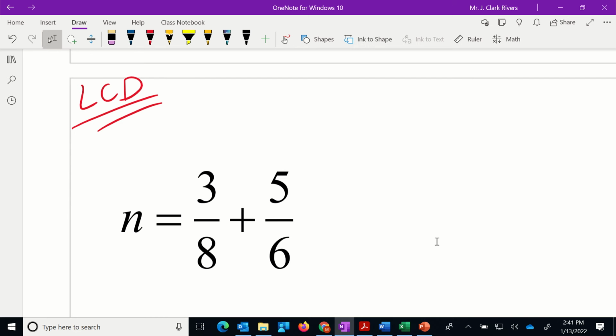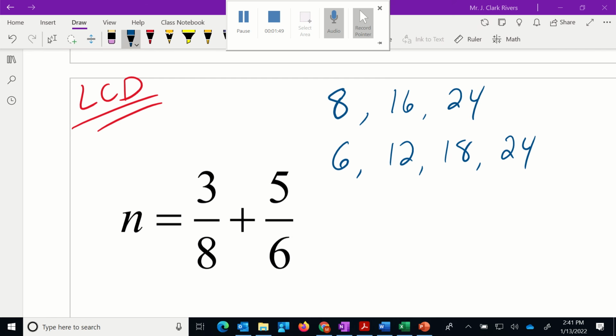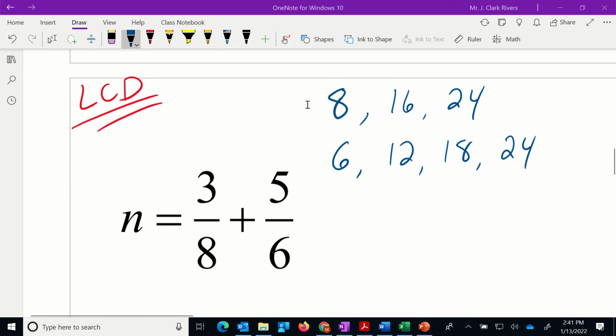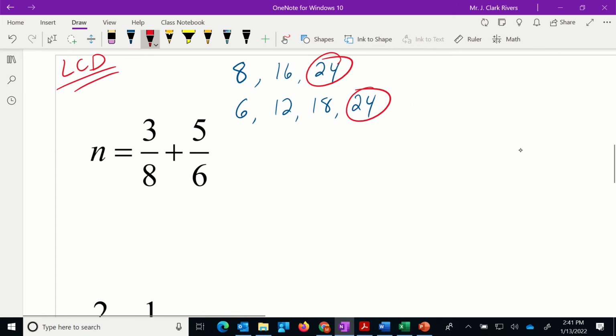If you can do it mentally, that's okay. So with smaller numbers like this, it might be easy just to write out the multiples. 8, 16, 24, 6, 12, 18, 24. So our least common denominator, LCD, is going to be 24. So what we have to do is we have to take 3/8. We're going to multiply it by something, and we're going to end up with a denominator of 24.